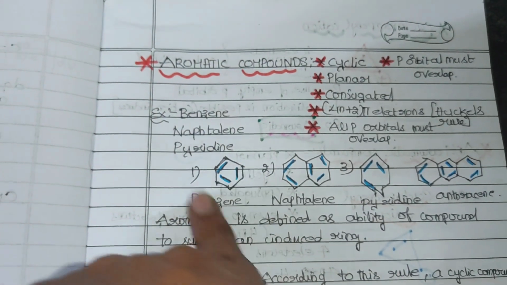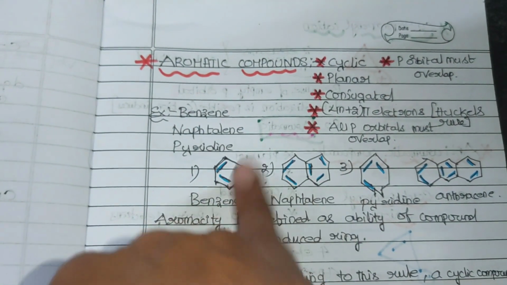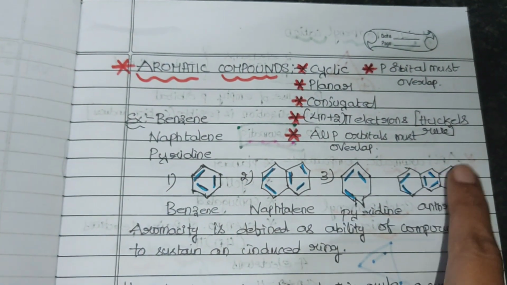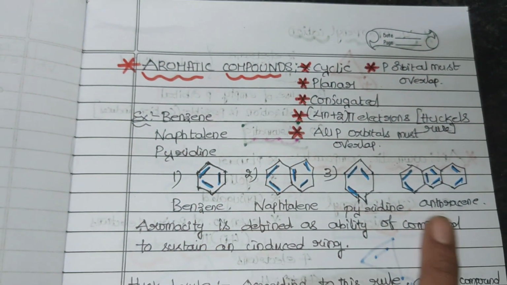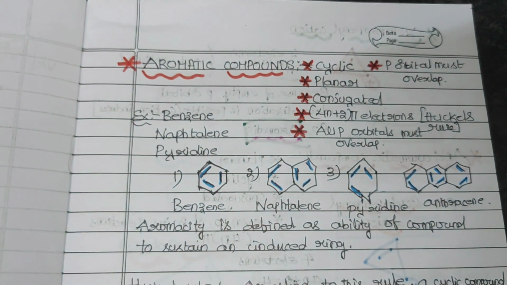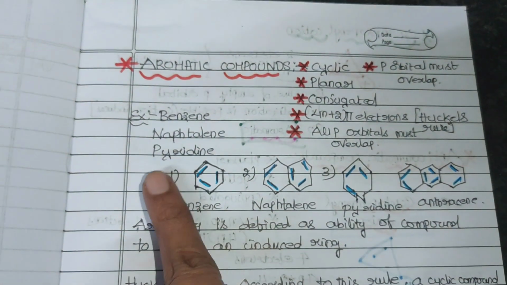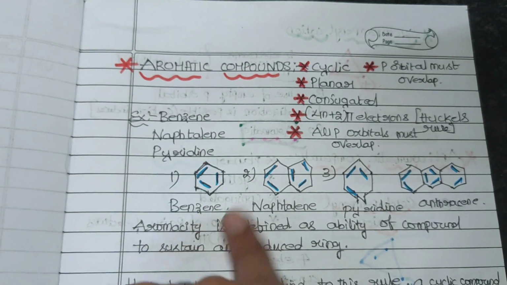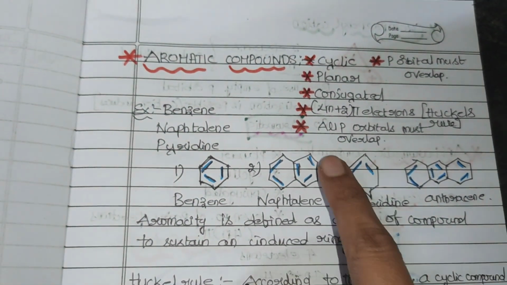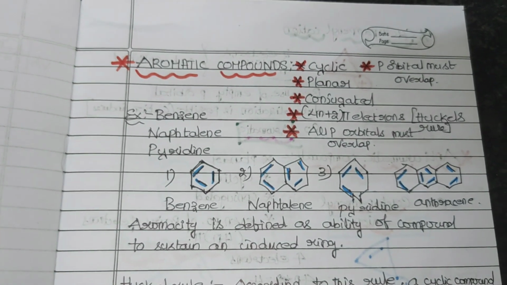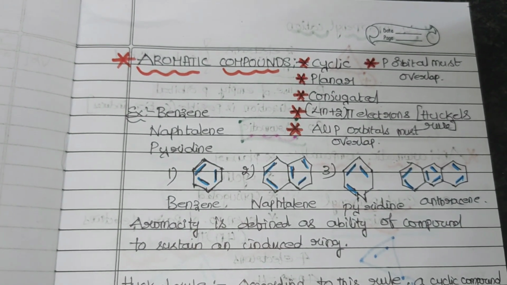1 2 3, 3 pairs, 1 2 3 4 5 pairs. So like this, 3, 1 2 3 4 5 6 7 pairs. Like this, an odd number of pairs of electrons should be there, not an odd number of electrons, odd pairs of electrons. So 1 2 3 pairs, that's 6. And all the p orbitals must overlap. Then only it is an aromatic compound.